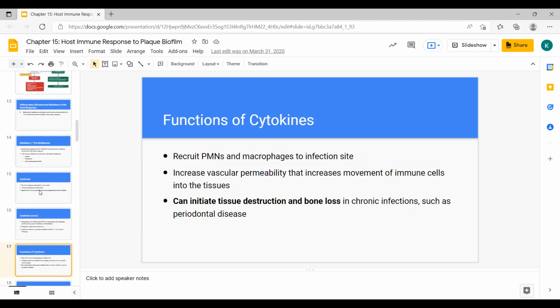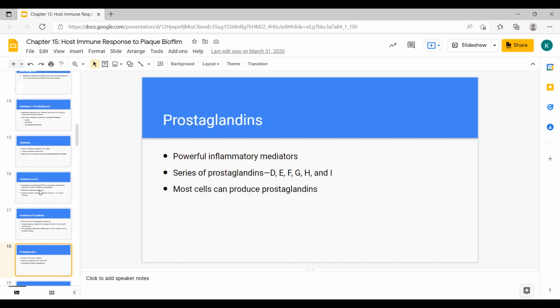The functions of the cytokines are to recruit PMNs and macrophages to the infection site, okay? They increase the vascular permeability, which increases the movement of immune cells into the tissues, and it can initiate tissue destruction and bone loss in chronic infections such as periodontal disease. So remember when we talked about how if we can't stop the recruitment of the PMNs, then they just continue to destroy the connective tissue and alveolar bone.